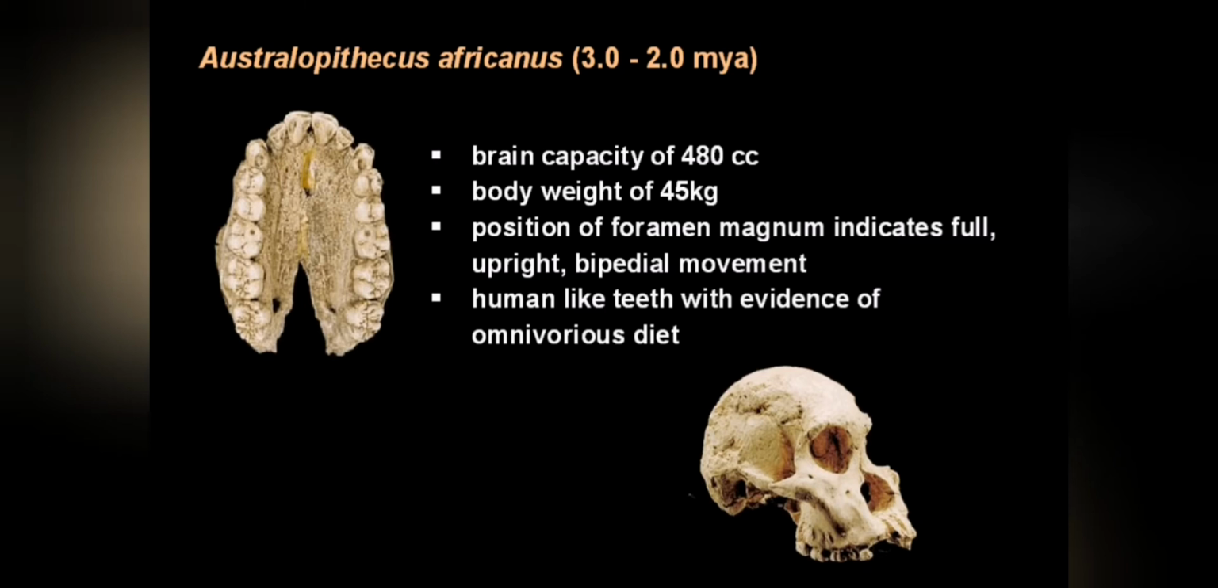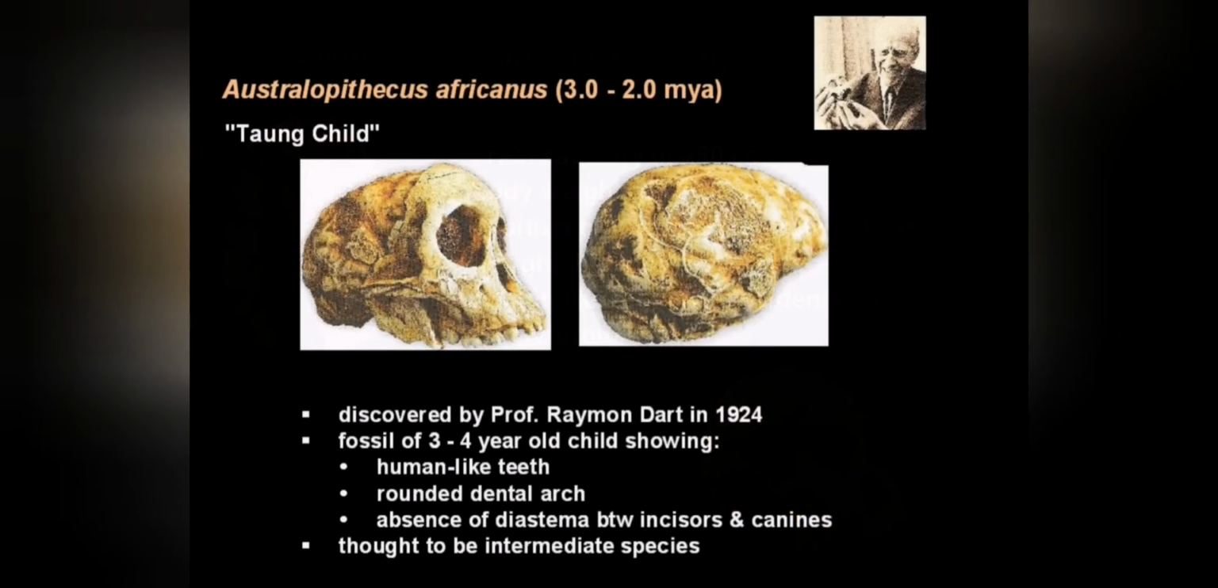And if we have a look at the upper jaw, the dental arch is not as rounded as it would be in a human, but it's not as elongated as that found in apes. So again, it is something between an ape and a human. It's more rounded than that of an ape, and the canines are much smaller. So this organism had an omnivorous diet.